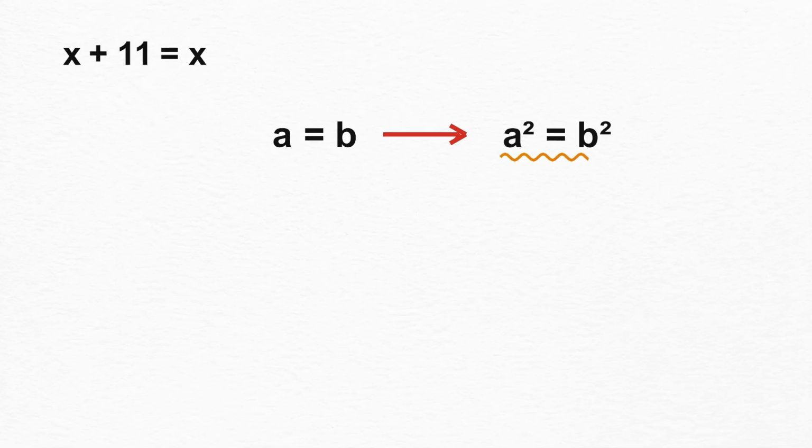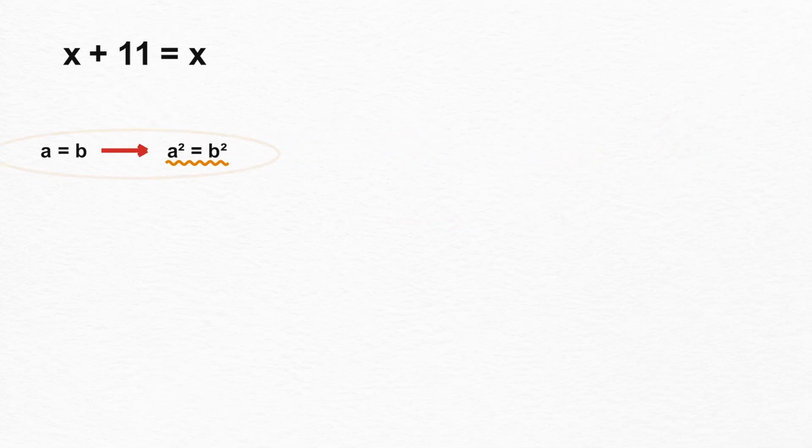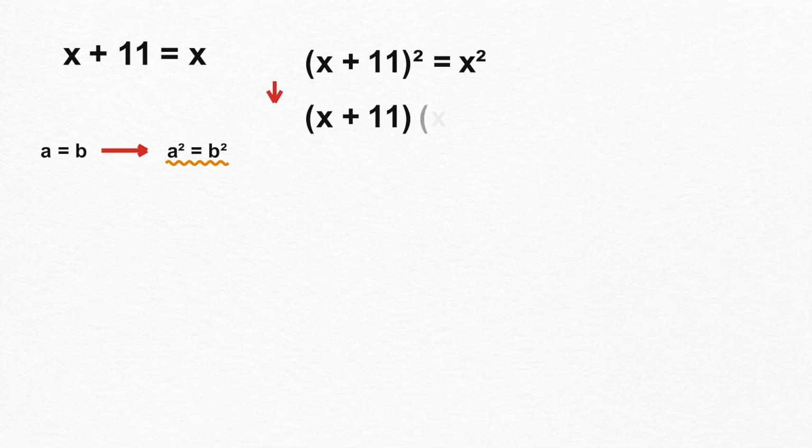Now the trick. Here is a rule you have used since you were 12. If a = b, then a² = b². Perfectly true. Square two equal things and they stay equal. So let us square both sides. (x + 11)² = x². Write the left as (x + 11) times (x + 11) and multiply it out.